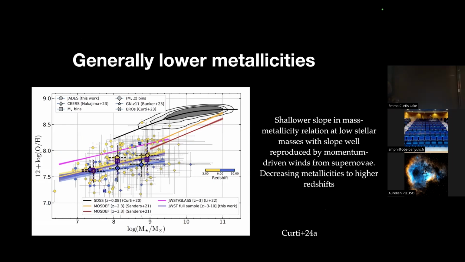So we're pushing to lower masses and definitely seeing a strong evolution, not just in how much lower they are in metallicity, but also in the slope. That's something that we just couldn't do at those redshifts previously. That is a lot easier now, but there are still some assumptions there that we have to address.